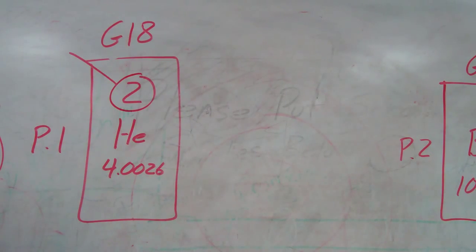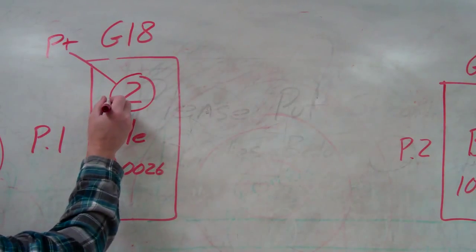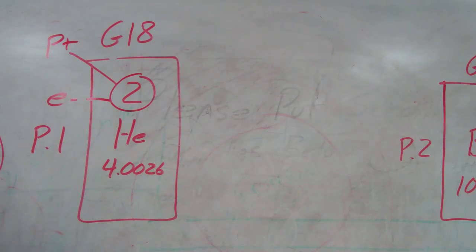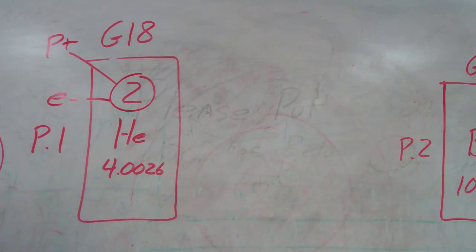What's that 2 going to tell me? You can look back over here. The protons and electrons. Okay, so we know that this atom we're going to draw has 2 protons, 2 electrons.